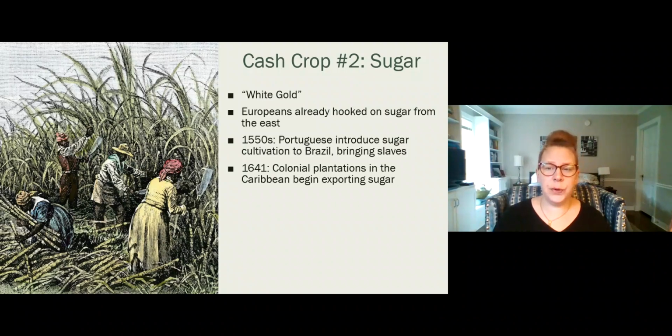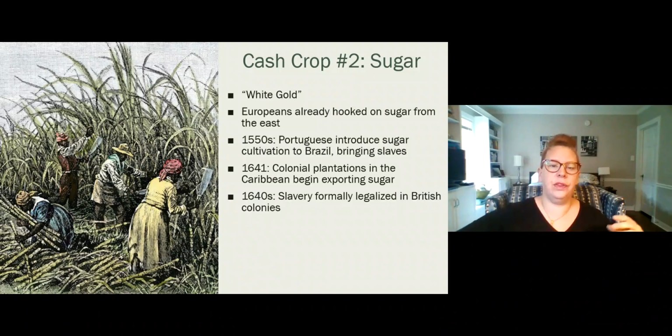So in 1641, colonial plantations really start exporting sugar. The Caribbean comes online as a sugar hub. During this time period, the fanciest dessert you could serve if you were a British fancy person was just straight up sugar cubes. Just sugar cubes. People go crazy, all right?